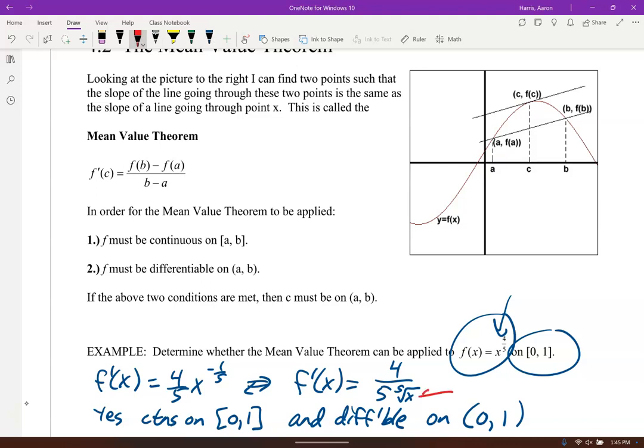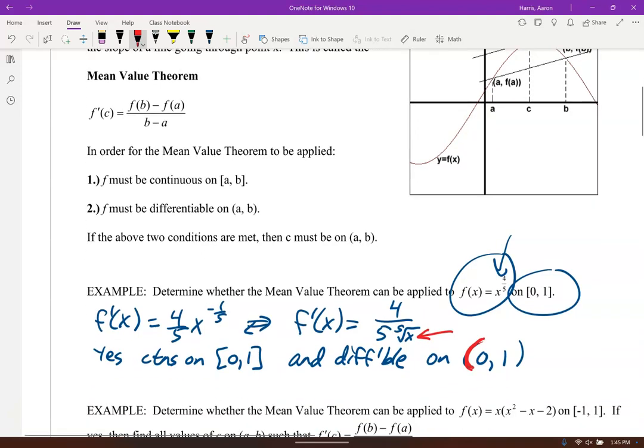Well, 0 would be a problem. It would not be differentiable at 0. There's the derivative. Notice I can't divide by 0 there on the derivative. But that's not a problem because it's open anyways. And we could throw in anything up to 1 too, right? It'd be fine. So it is continuous on the closed, and it is differentiable on the open. So I say, yeah, the mean value theorem applies here. You can apply it. Okay.